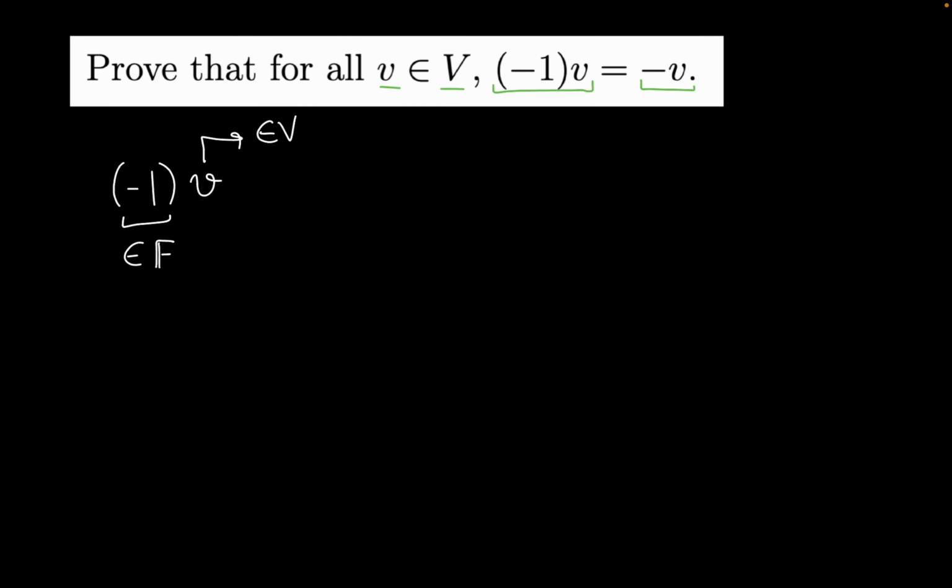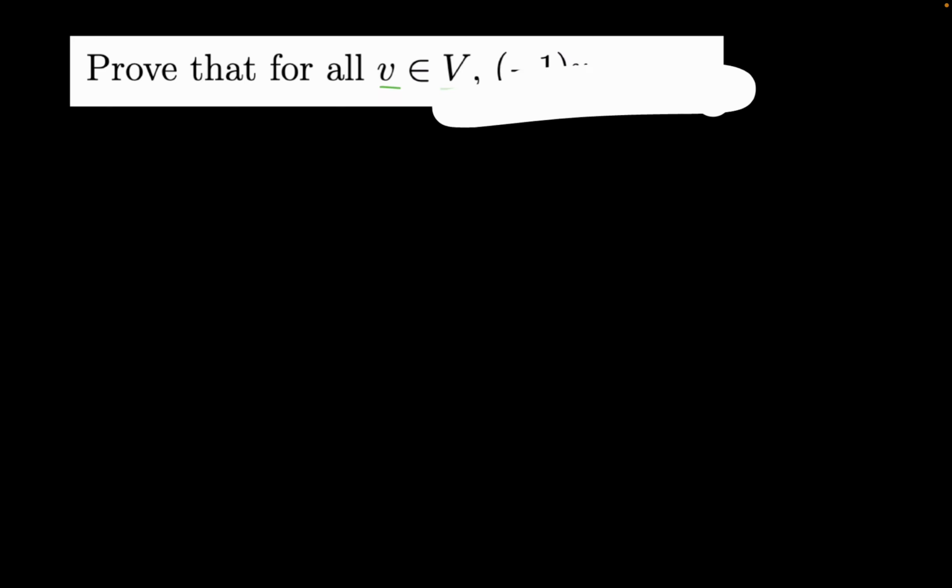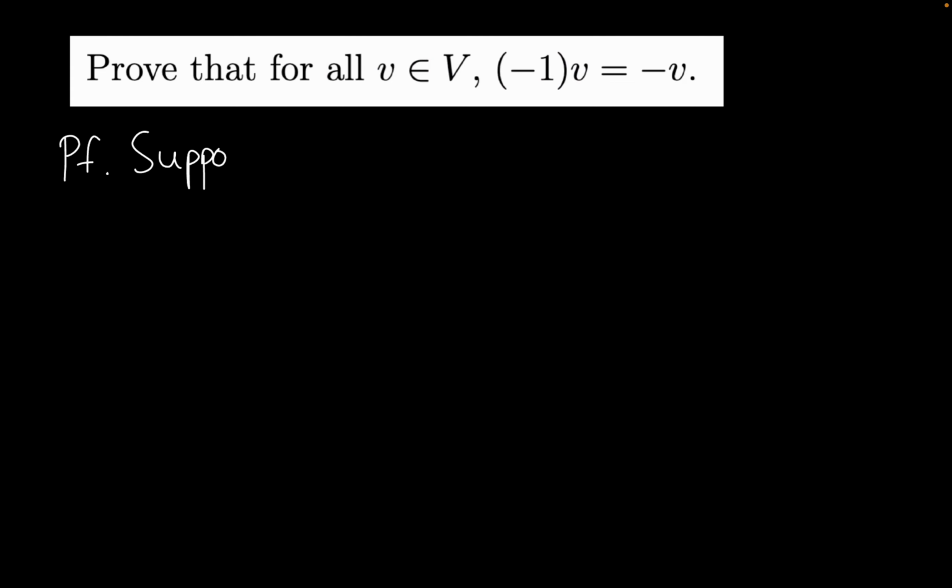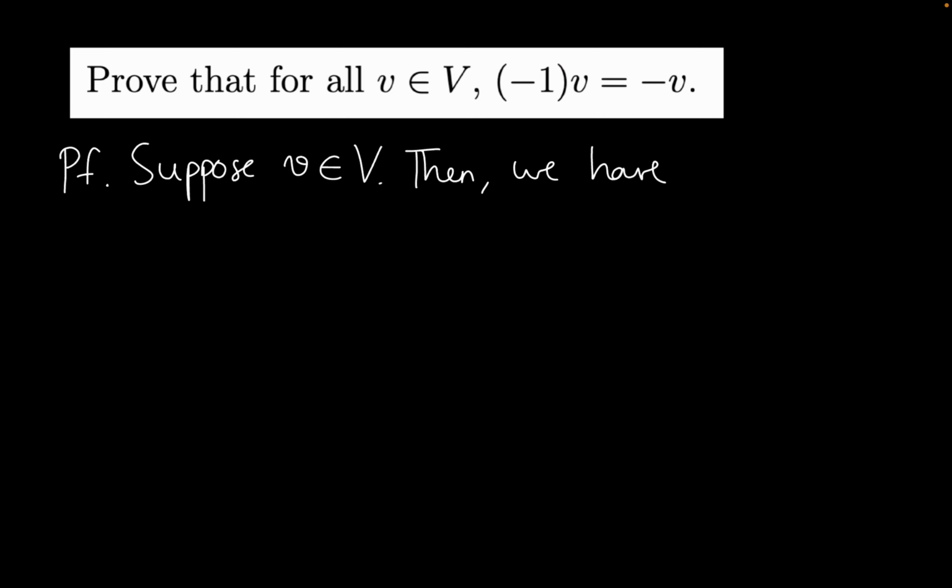In order to prove this, we're going to start off by supposing v is any vector in V, and we're going to start with the right hand side, -v. First, we're going to use the definition of the additive inverse. So we can say, then we have, sorry for the awkward cut right there.